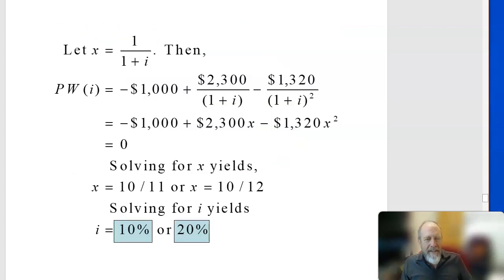Now, for this, let's go ahead and solve this. If we solve for I in this case, we're going to find that it's 10 or 20%. Well, they both look feasible to me. I was like, which one is it? Is it 10 or is it 20?